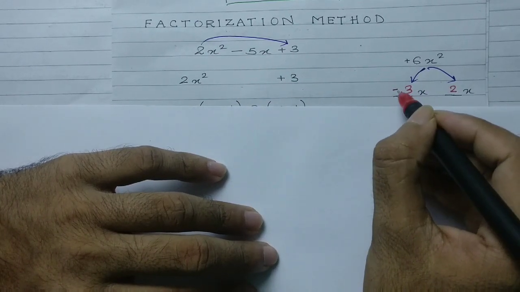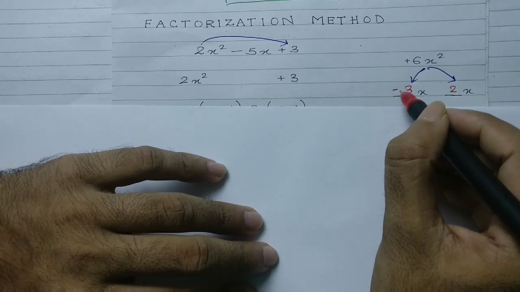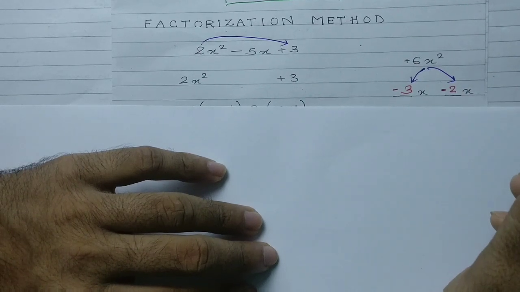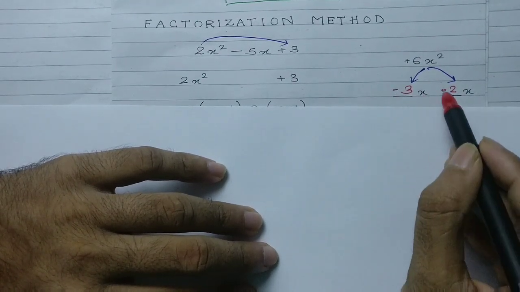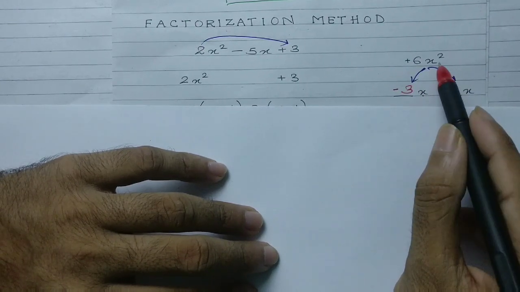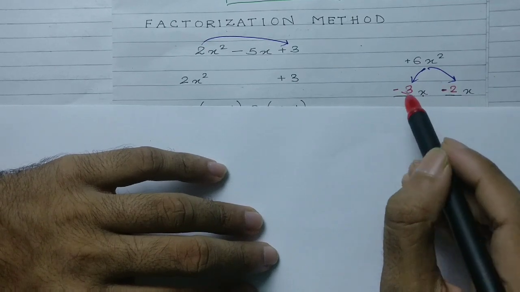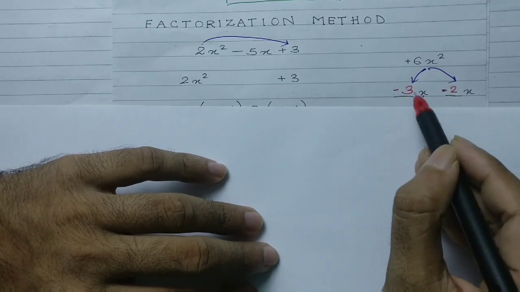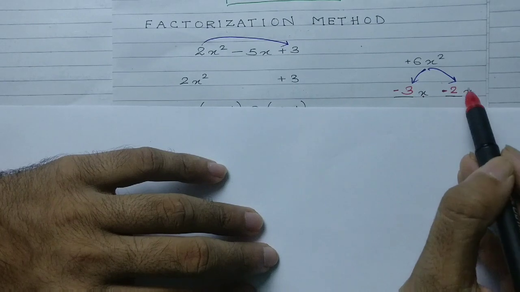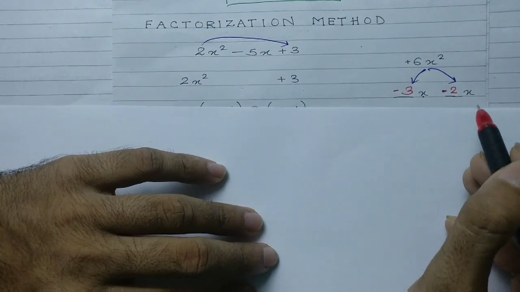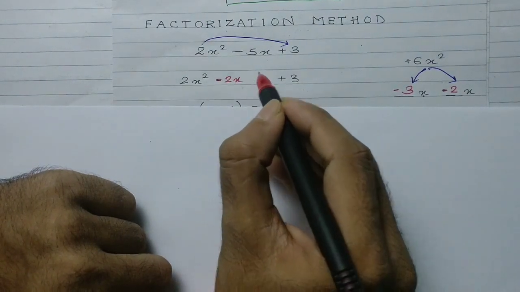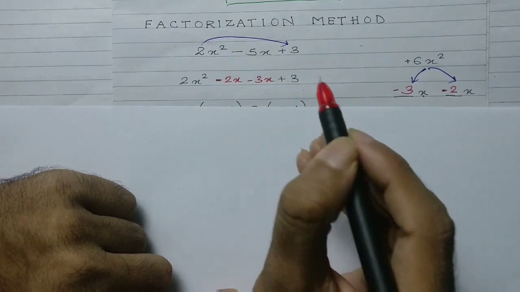Now if this is negative, I need a plus sign, right? So I'll have to put a negative sign over here too. So minus and minus plus, 3 twos are 6, x into x, x square. Also minus and minus is plus, 3 plus 2 is 5, and the sign of the greater number. So I've already found my two factors, and they will be minus 2x and minus 3x.